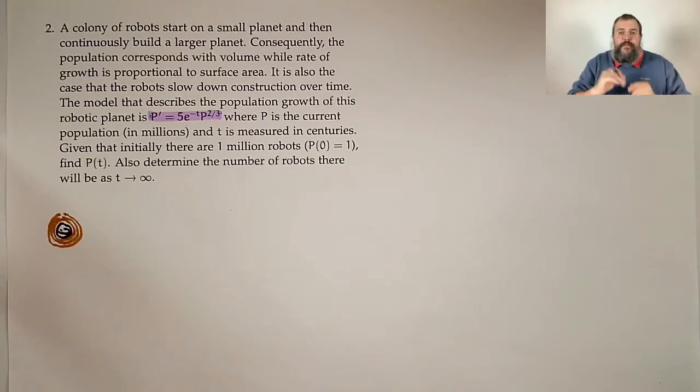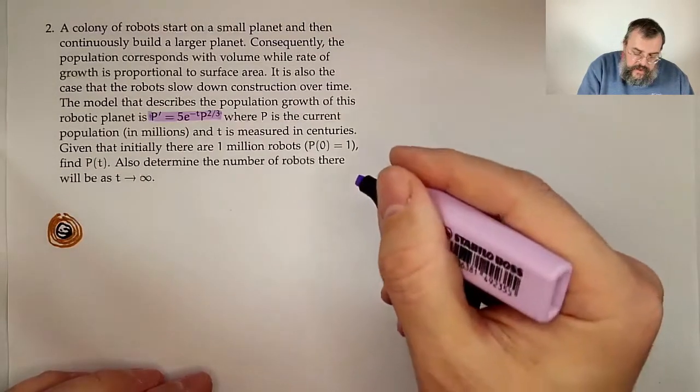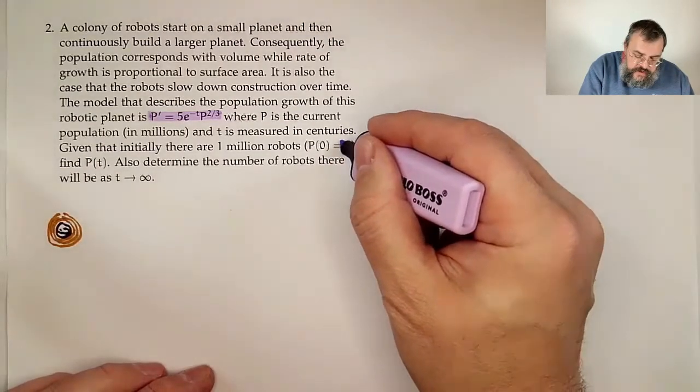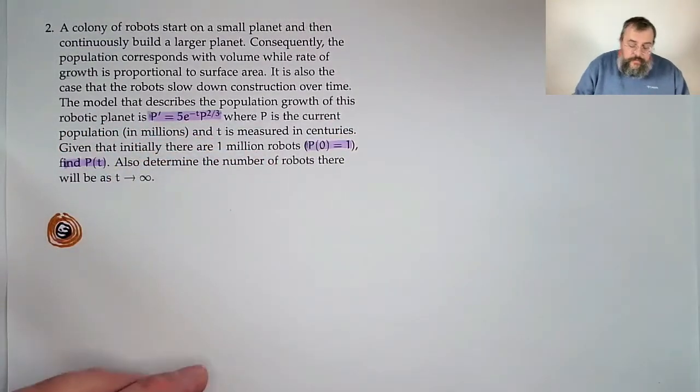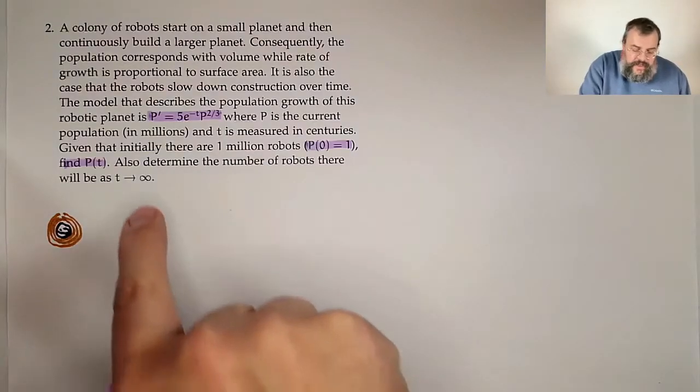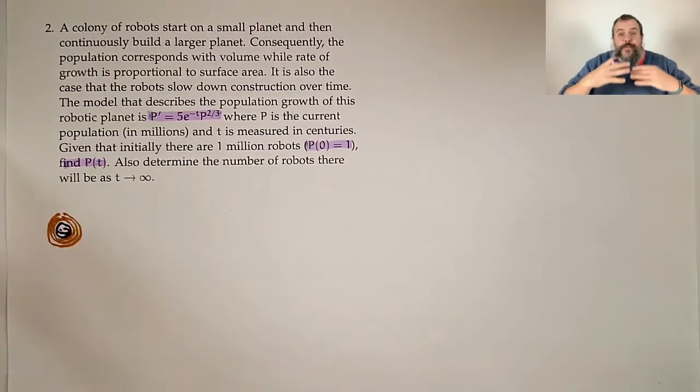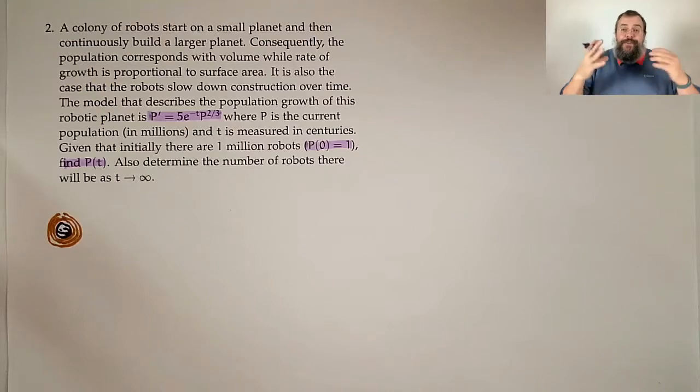There's that sort of correspondence there. So that's sort of the 2/3. And P of 0 equals 1, find P of t. And that's basically the problem. It's like all of this is just sort of beautiful extra flavoring that helps us enjoy it.